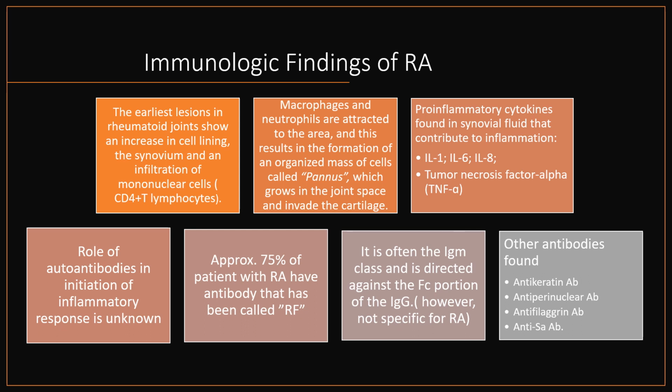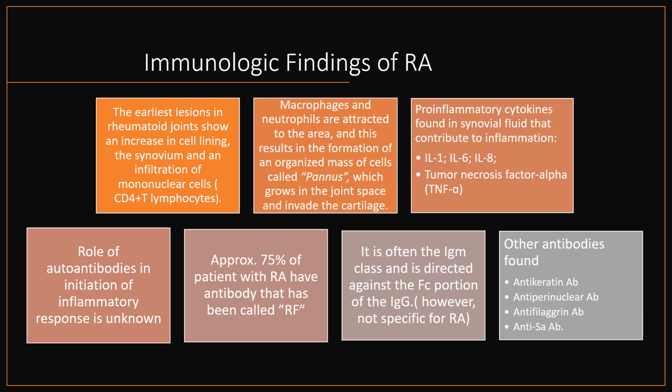It is not known what role antibodies play in initiation of the inflammatory response. Approximately 75% of patients with rheumatoid arthritis have an antibody that has been called rheumatoid factor. It is often of the IgM class and is directed against the Fc portion of immunoglobulin G. However, this antibody is not specific for RA, as it is found in 5% of healthy individuals and in 10 to 20% of those over the age of 65.